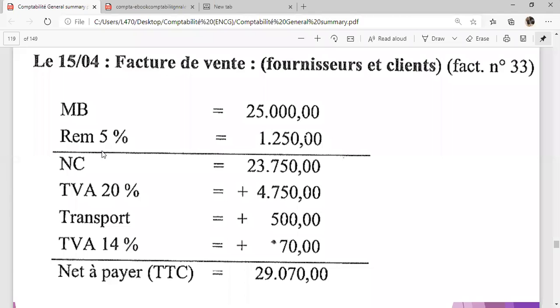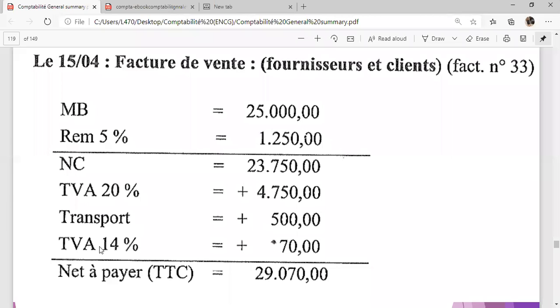So we had net commercial was 23,750. And we're going to have to find 20% of that figure. So that is 4,750. It's 20%. So you just leave the figure there. And transport is a majoration, and it's a majoration in its nature. So the amount we had was 500. So you're going to have to add the 500 there.